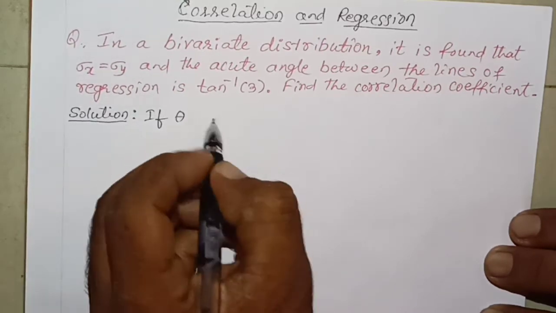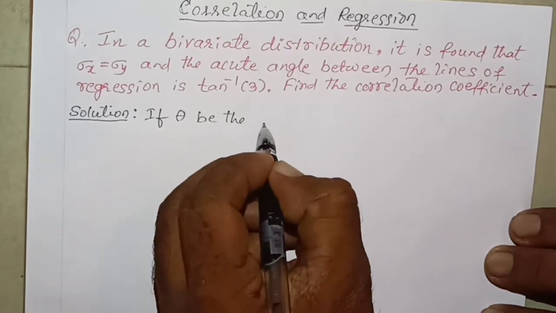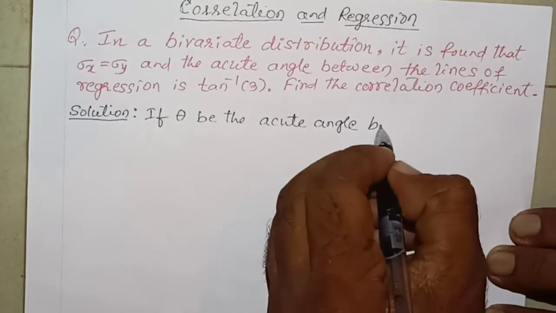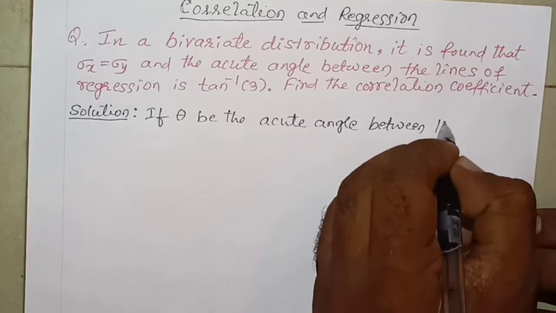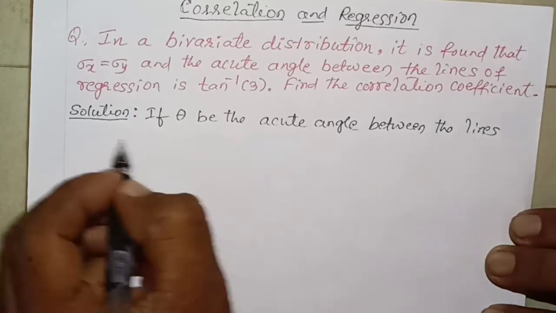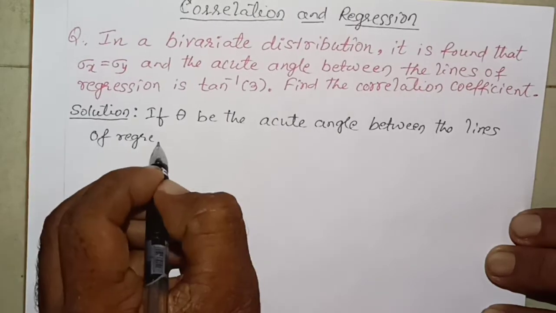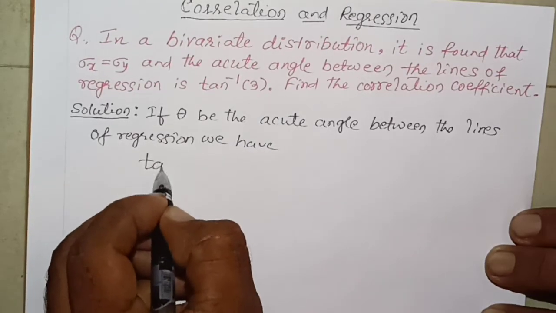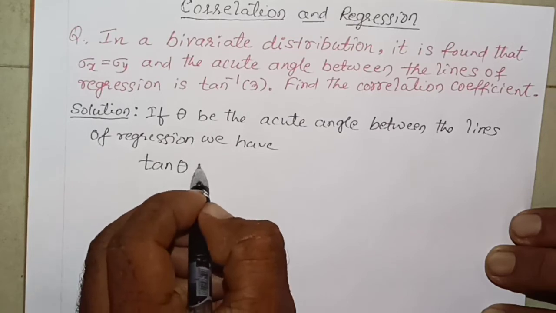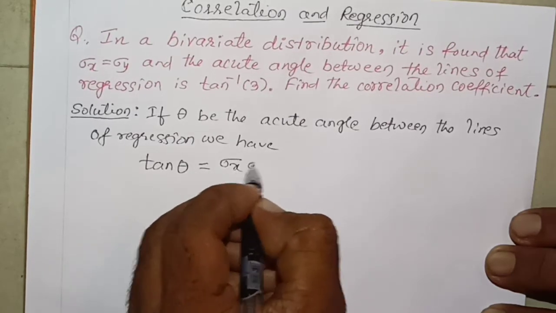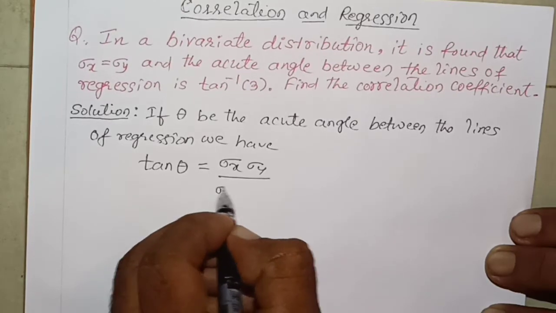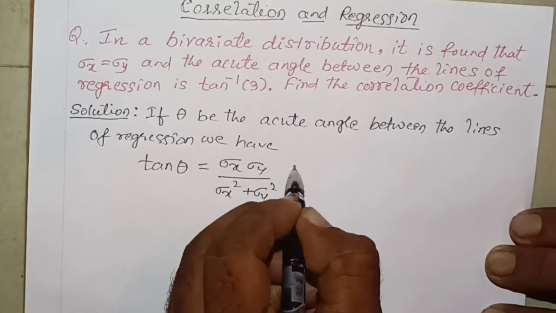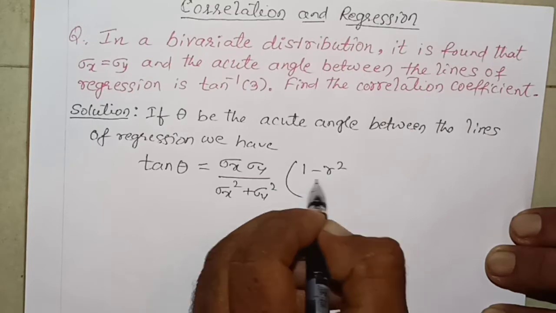If theta be the acute angle between the lines of regression, we have, so in the last video we had seen tan theta is equal to standard deviation x, standard deviation y divided by standard deviation x square plus standard deviation y square, into 1 minus r square divided by r.